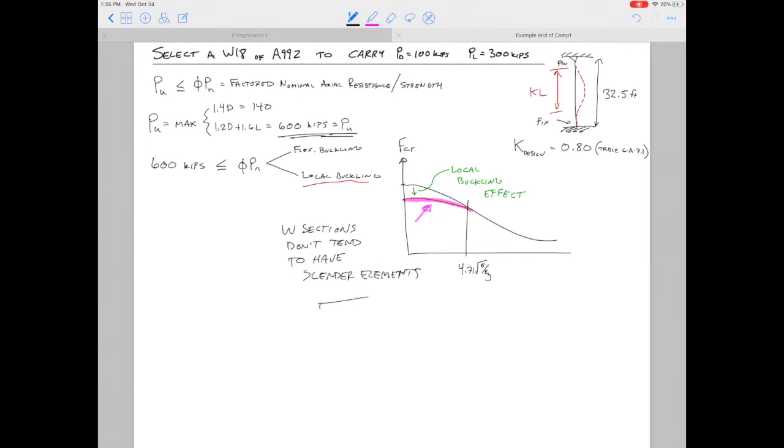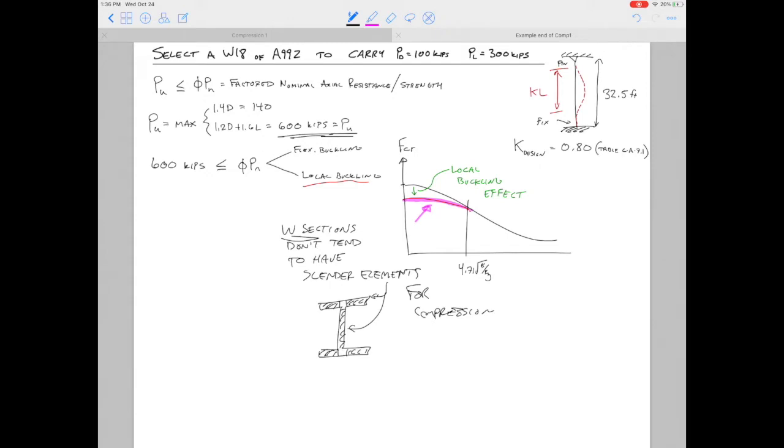So you remember the elements are the rectangular portions of the cross section. So that's one element, that's another one, here's one, and here's one, and here's the last one, the web. So we've got all these different elements, and typically W sections don't have slender elements for compression. I'm going to erase all this, just describing what we're doing here.